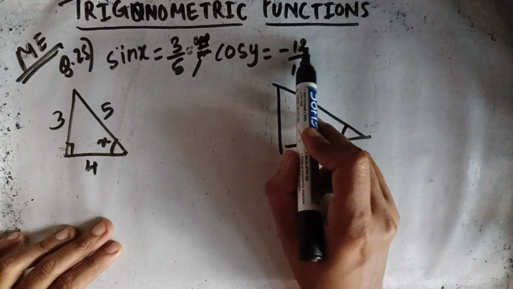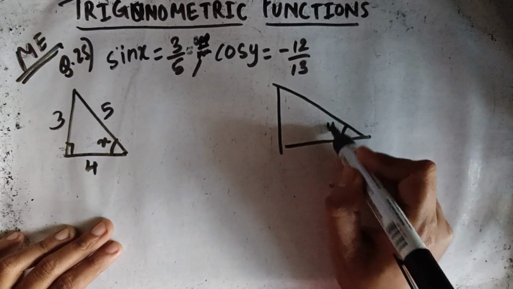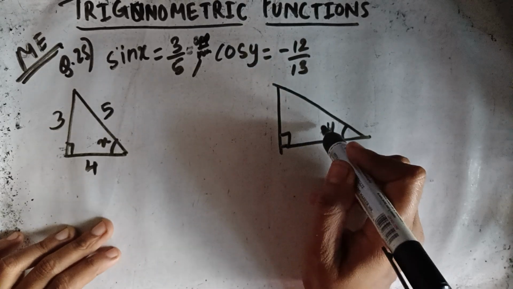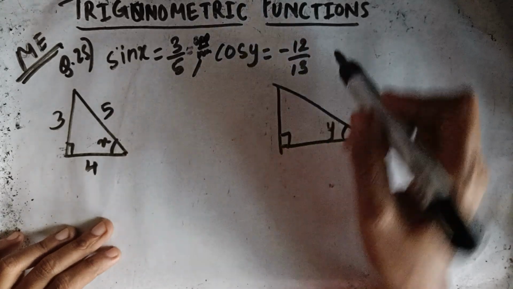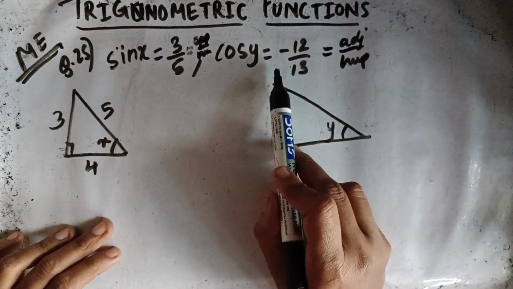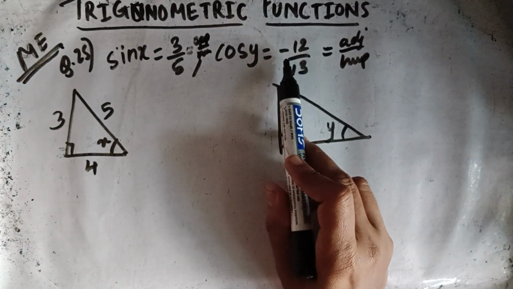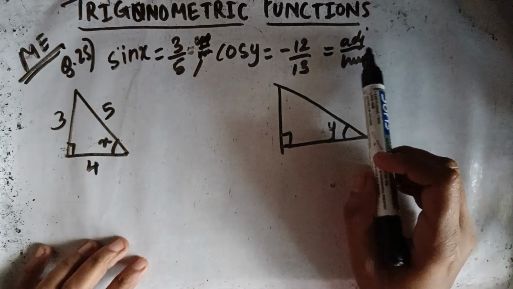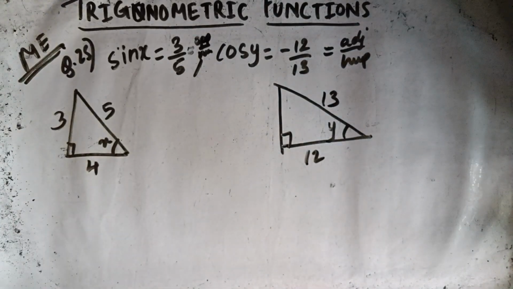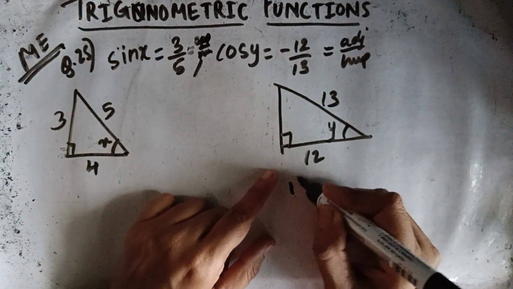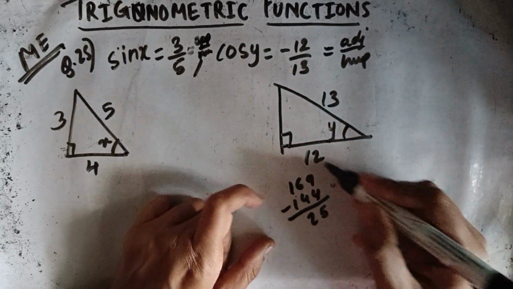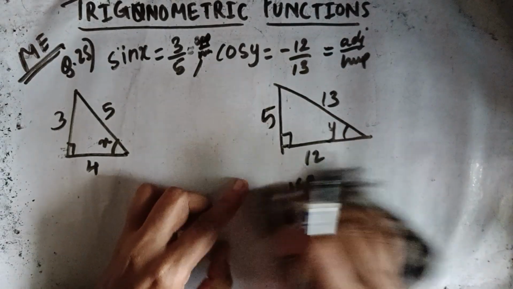And for cos of y, which is minus 12 by 13, I am taking angle y in another triangle. Cos means adjacent upon hypotenuse. First you have to ignore the negative sign; afterwards you can put the negative sign. So adjacent is 12 and hypotenuse is 13. So this is also 169 minus 144, so this is 5. This is also a Pythagorean triplet.